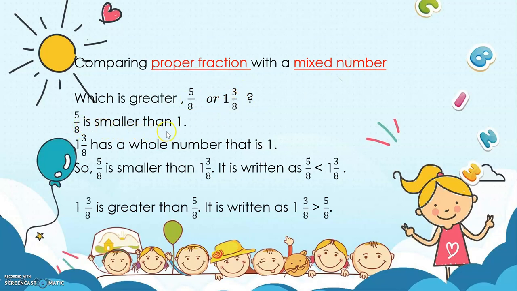So 5/8 is smaller than 1. 1 and 3/8 has a whole number, that is 1. So 5/8 is smaller than 1 and 3/8. It is written as 5/8 is smaller than 1 and 3/8. How do you convert 1 and 3/8 into an improper fraction? 8 times 1 equals 8, plus 3, 11 over 8. That's why 5/8 is smaller than 11/8, or 1 and 3/8. 1 and 3/8 is greater than 5/8. It is written as 1 and 3/8 is greater than 5/8.